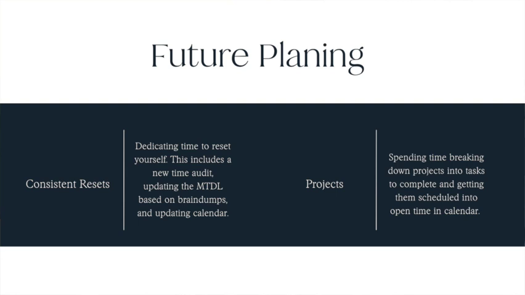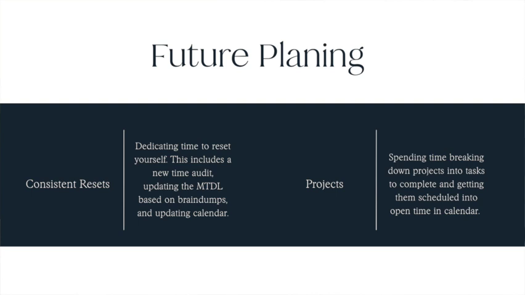The second piece of future planning is going to be projects. Projects for me, in order for them to get done, really need to be broken down into tasks that I need to complete and get those tasks that I say need to be done in order to complete a project scheduled into my open time in my calendar so that I can start chipping away at a project and make sure it gets completed within the time frame that I want to, and or just get done in general and not just have this massive project on my master to-do list that just feels super overwhelming and then I never get to, and it just stays on my mind and clogs up my mental capacity.